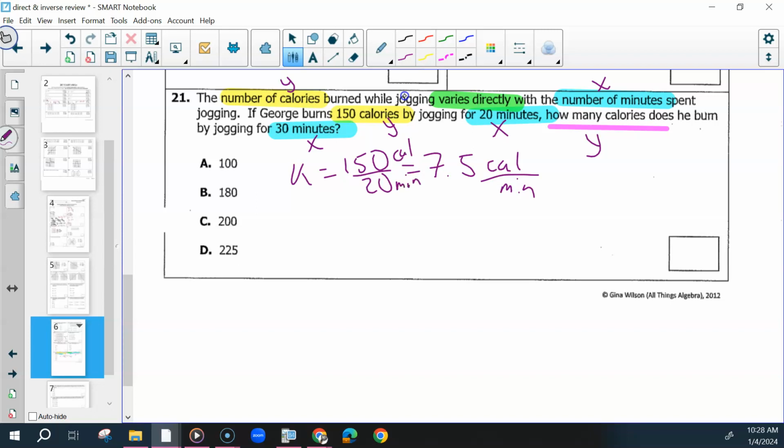Alright, and then if we were to set up our equation, what would that look like? Which would give us 225 calories.